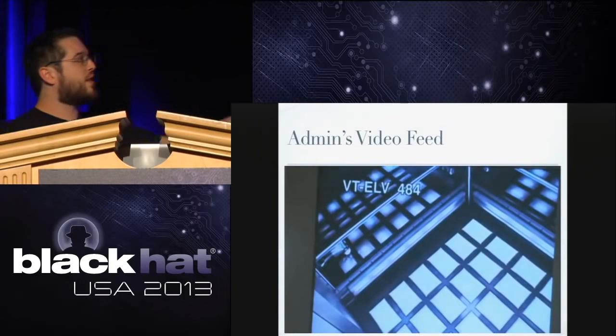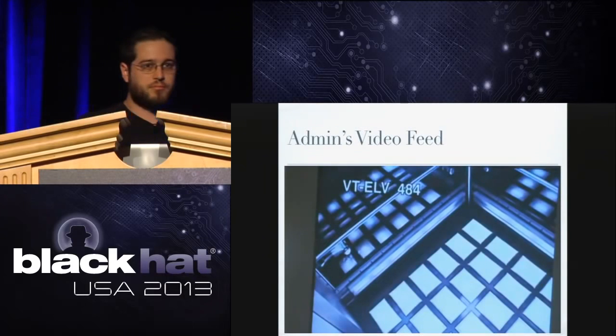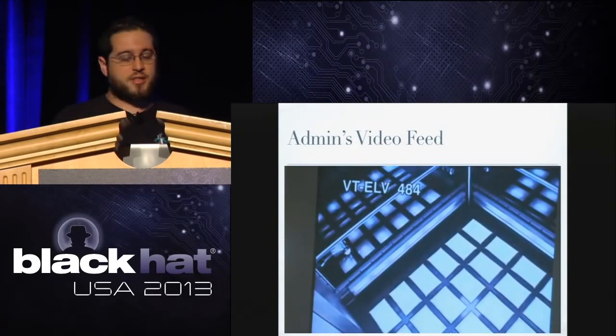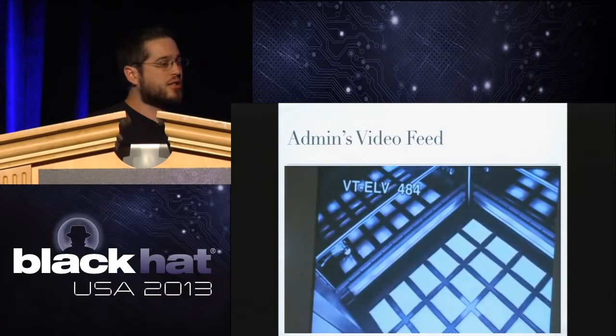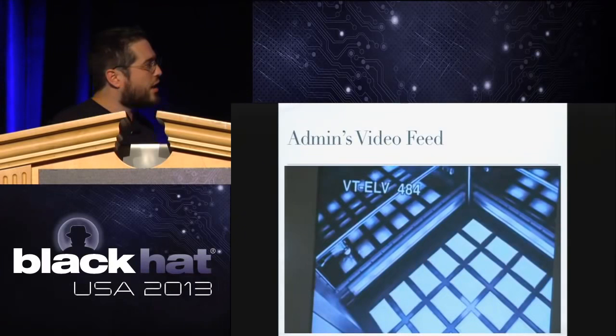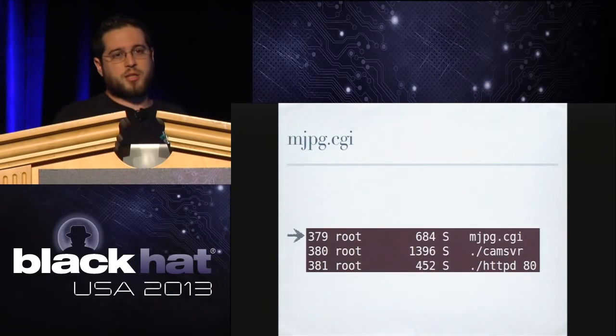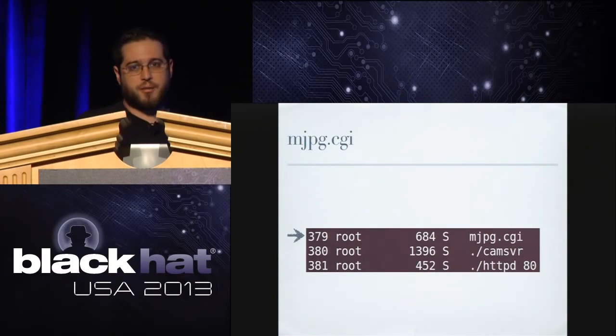So let's say hypothetically this is our admin's video feed. We want to make sure it stays that way, right? So for purposes of demonstration, we'll assume that the admin is browsing the video feed through the web interface rather than maybe through a custom service or RTSP or something like that. So if you're on this particular camera, when you're viewing the video feed through your browser, the process responsible for streaming images to your browser is mjpeg.cgi.